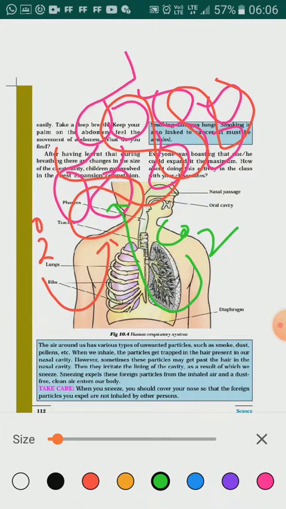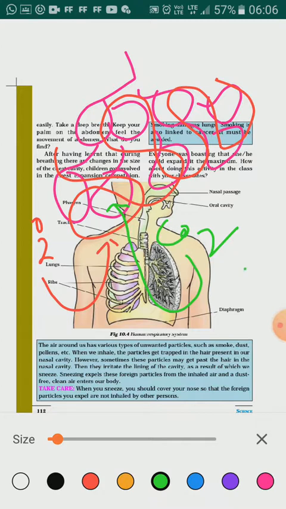What will be the route of carbon dioxide? Carbon dioxide will go to alveolus. From alveolus it will come back to bronchioles, then bronchus and trachea, then pharynx, and then nasal passage, and you will exhale it out. So this is how it happens.